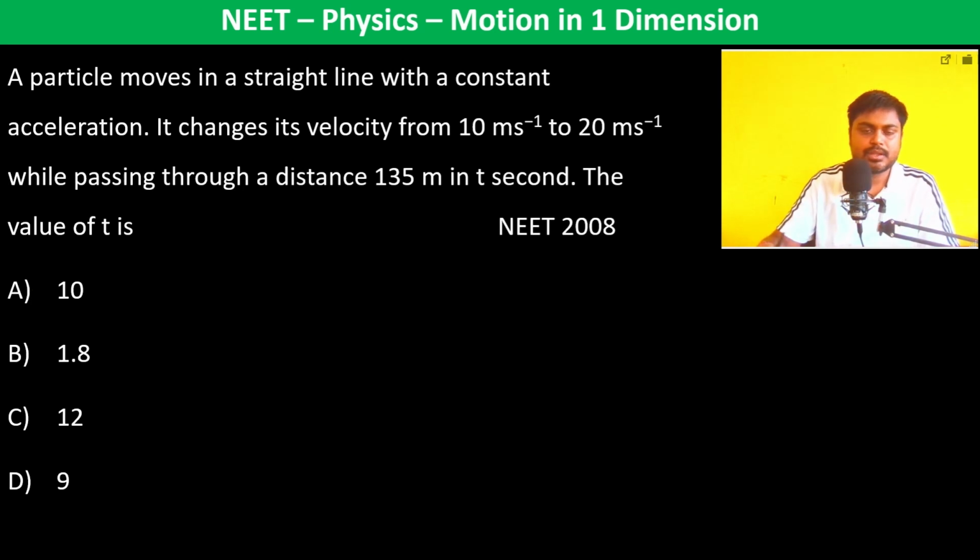Thank you. A particle moves in a straight line with a constant acceleration. It changes its velocity from 10 meter per second to 20 meter per second while passing through a distance of 135 meter in t seconds. The value of t is.